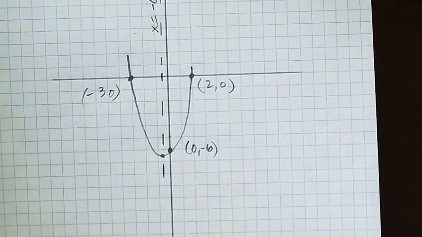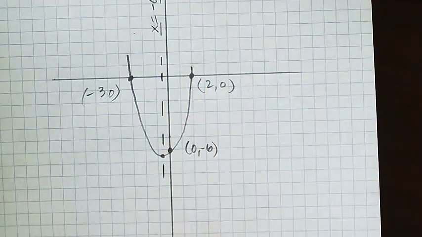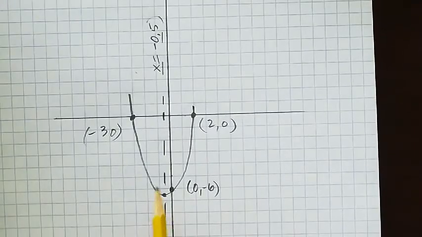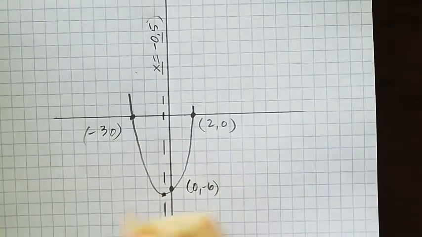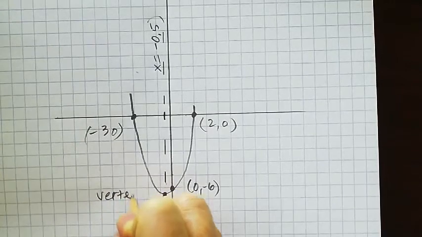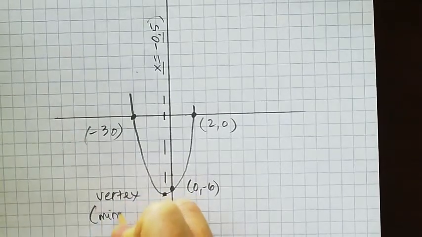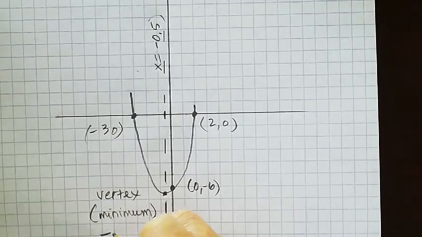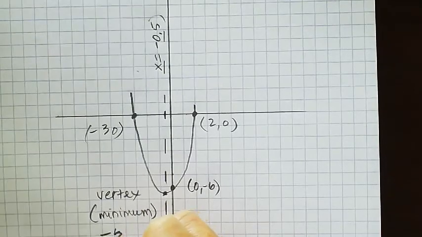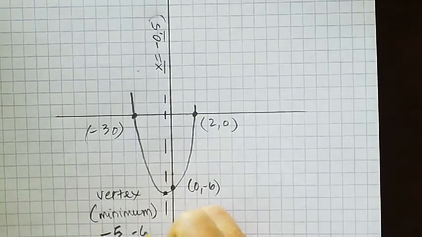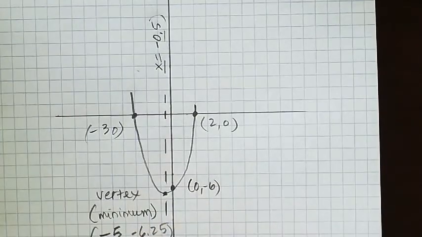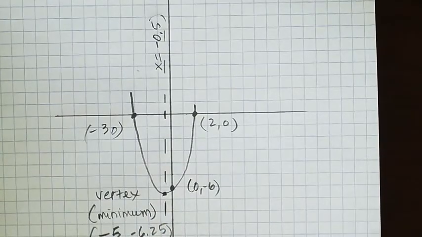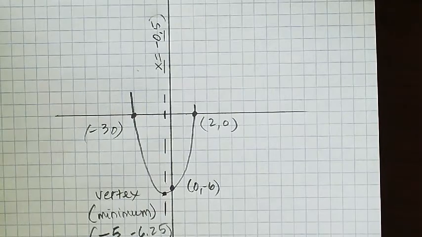Okay, got our x-intercepts, our y-intercepts, our line of symmetry. Minimum, this is our minimum. What was it, -0.5 and -6.25. Okay, vertical stretch or shrink, there is none.